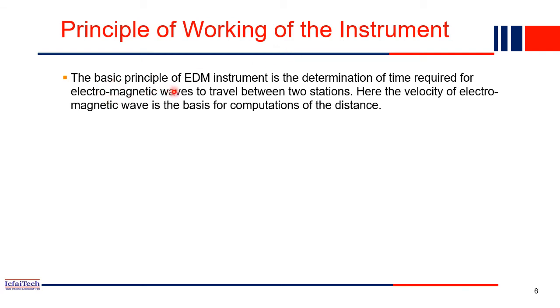So now the principle of working of the instrument. The basic principle of the EDM instrument is the determination of the time required for electromagnetic waves to travel between two stations. So here the velocity of the electromagnetic wave is the basis for comparison of distance, right? That's what we mentioned.